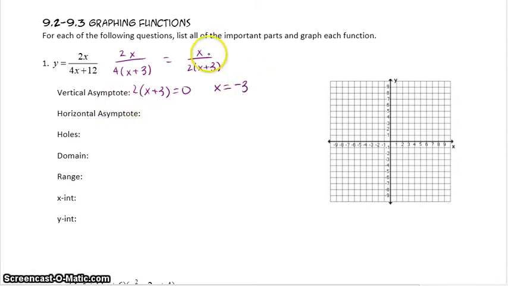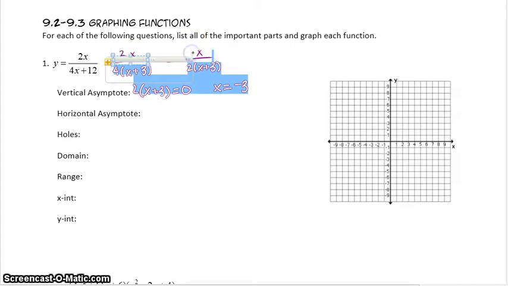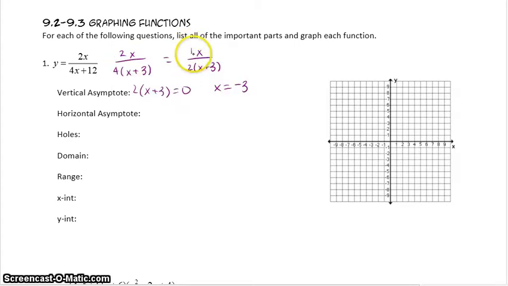Our horizontal asymptote, since we have an x on top and x on the bottom, they have the same degree. So we just look at the coefficients of those x's. That's 1 on top and 2 on the bottom, so that would give us a y value of 1/2. Then to look at our holes, we need to say, okay, did we cancel any factors out? Well, we canceled out this 2 here, but that's not the same thing. When we're looking at a hole, we're looking at what x did I cancel out. Since we didn't cancel any x out, we do not have any holes.